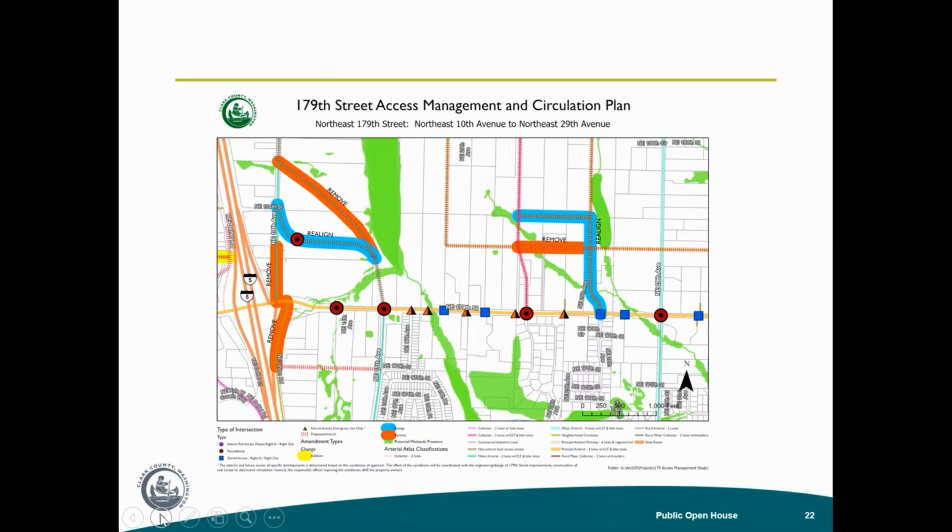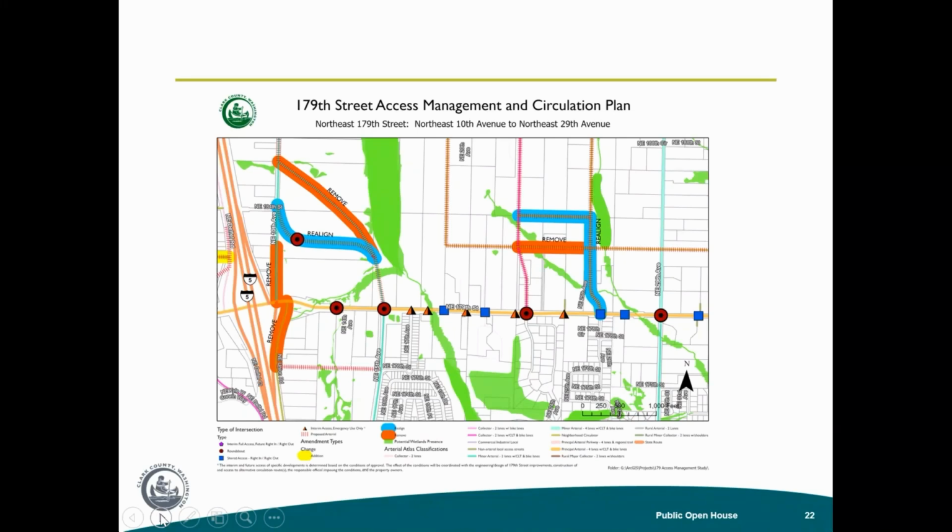You're also seeing on this map orange and black triangles. Those orange and black triangles are noted as interim access with future access to be converted for emergency vehicles only. So that means that it will remain an access location until a local road serves it. Once a local road serves it off of 179th Street, it will be converted to emergency access only. But in the meantime, if those properties do not redevelop, it will remain as access for the current resident that lives there.